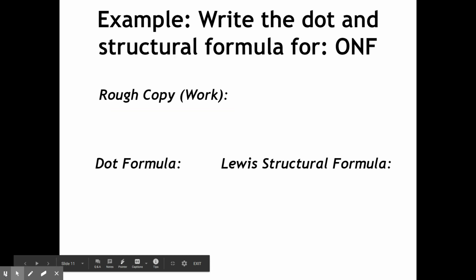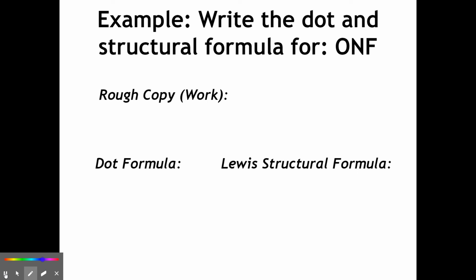Our last example, try to do it on your own before continuing. So pause it right now. Try to do it. Our oxygen has 6 valence electrons, plus our nitrogen has 5, plus our fluorine has 7. That makes for 18 electrons that we're working with. Divide by 2, we're going to have 9 pairs or bonds.